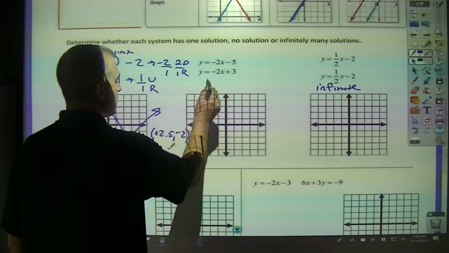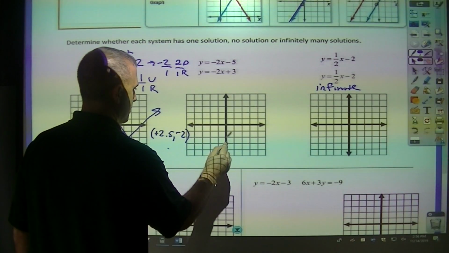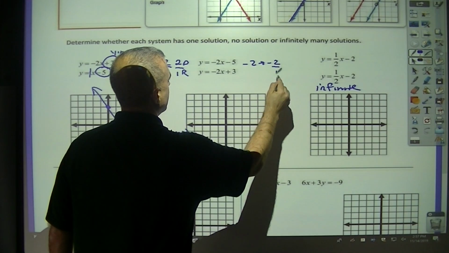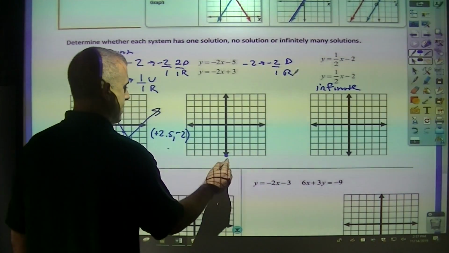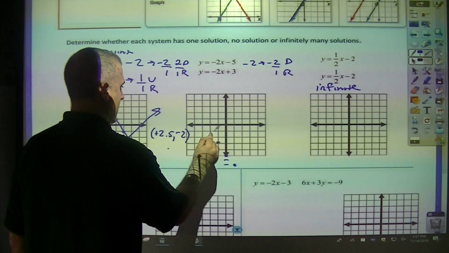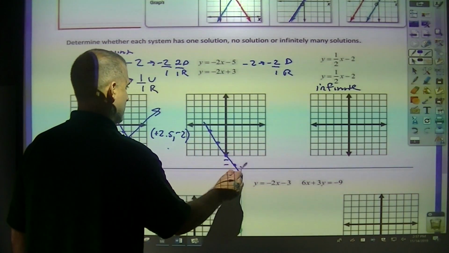All right, now this one, I would start at negative 5: 1, 2, 3, 4, and 5. My slope is negative 2, so that's negative 2 over 1, which means 2 down, 1 right, so 2 more down, 1 right. If I keep this going the other way, I just go the opposite amount. Okay, it would look like this.